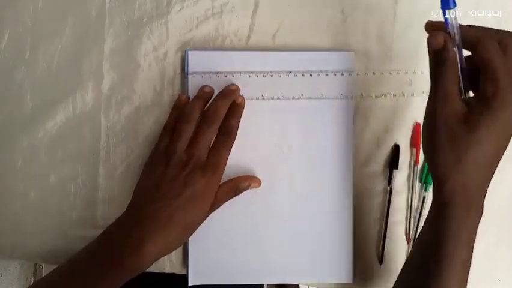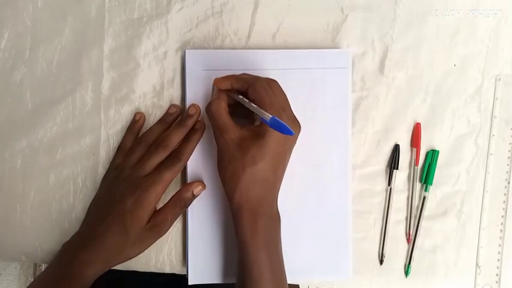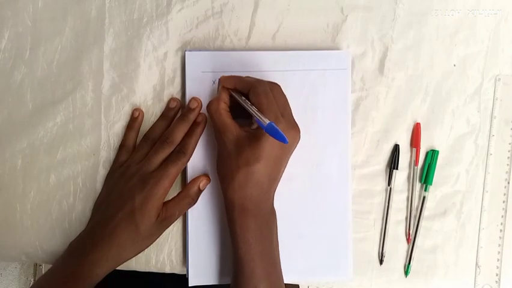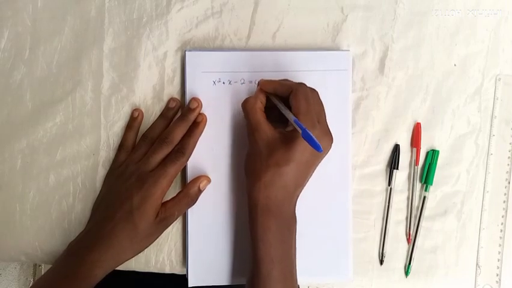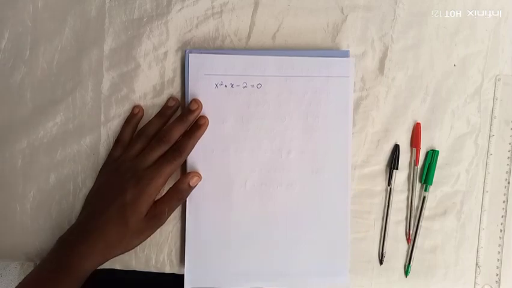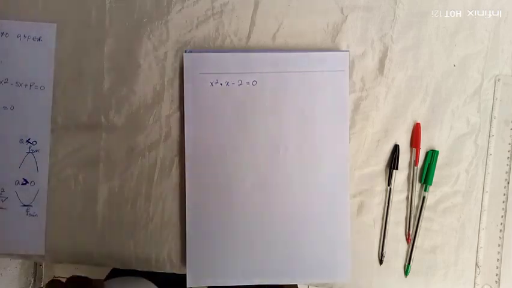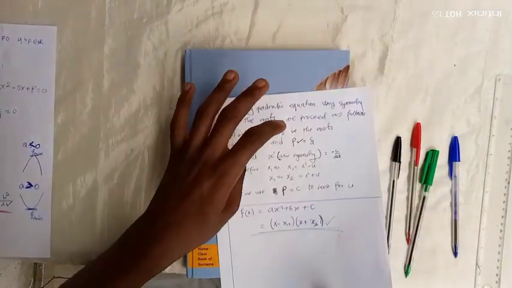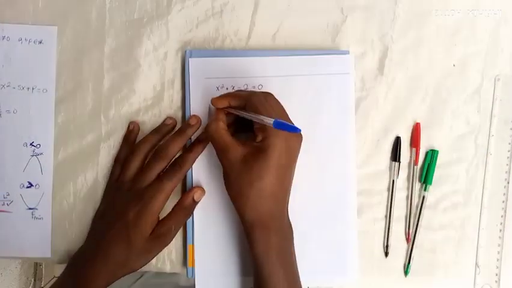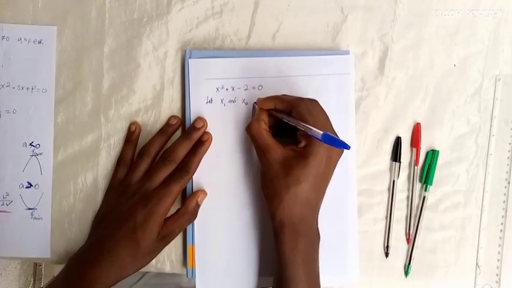Now, let's look at how this can be used. Let's go by an example so that you get acquainted with the methods and also practice alongside with a piece of paper. The first question says we should solve the quadratic equation x squared plus x minus 2 equals 0. Let's see how we can use these facts, using symmetry, to solve this quadratic equation. Step number 1, we let the roots be x1 and x2. You define this on your paper.